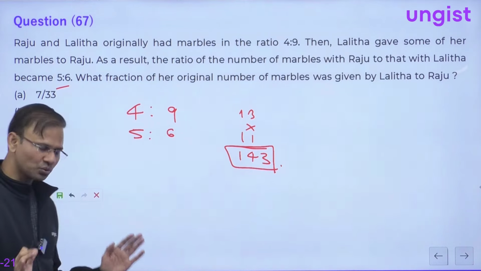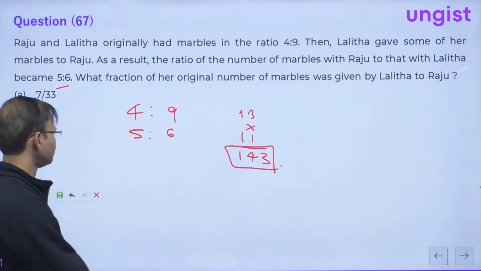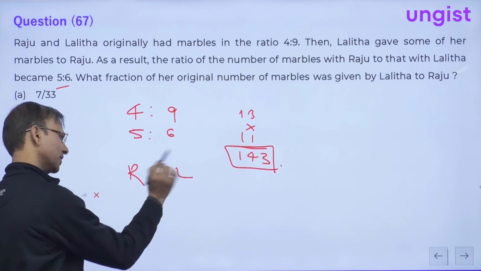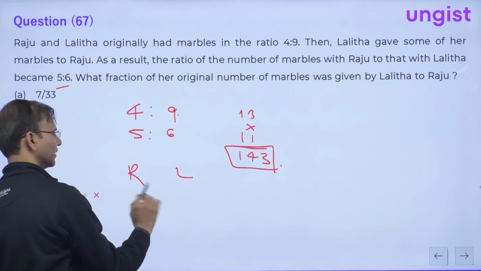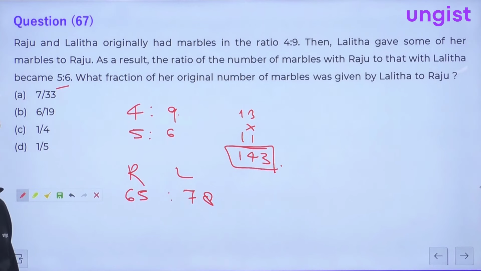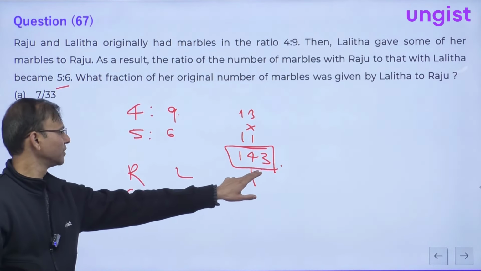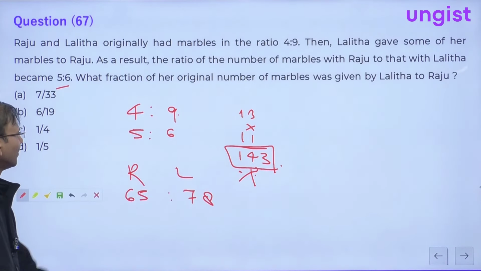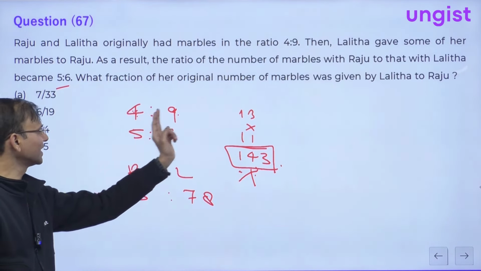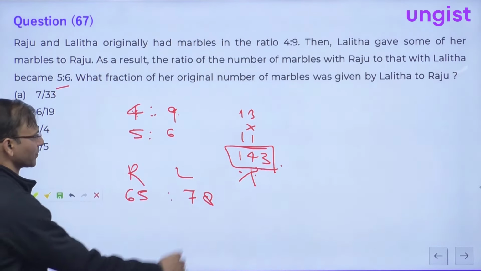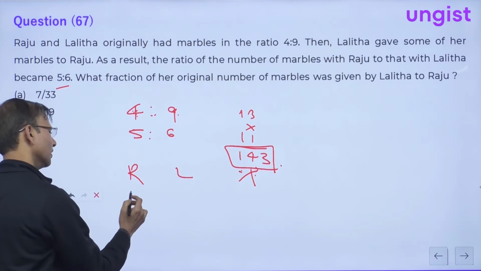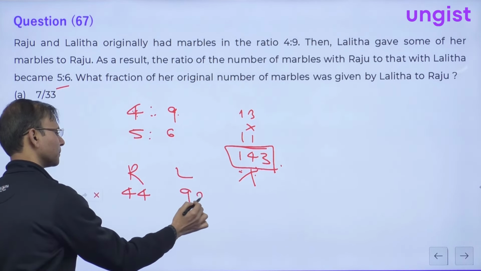Right. So initially the total number of marbles were 143. So Raju and Lalita, 143 marbles are there with them. So their sum is what? 13. Right. So 13 5 is 65, 13 6 is 78. So initially they have this number. Isko 5:6 mein divide kar do bas. Oh, sorry, 4 plus 9 mein divide karna hai, sorry. We need to divide them by 4:9. So 4 plus 9 is 13. So 13, this 13 will be 11 aega na? 11 aega yaar, galat ho gaya. 11 4, 11 9 99, right?